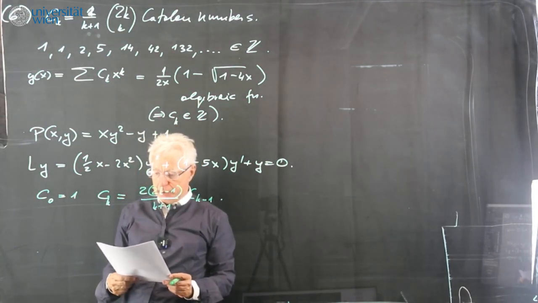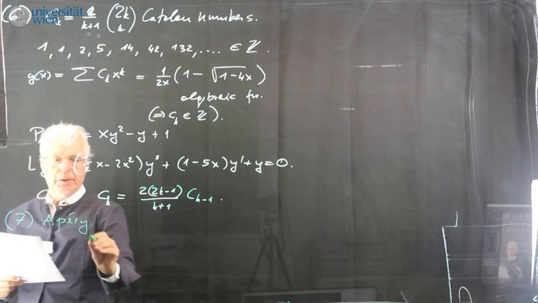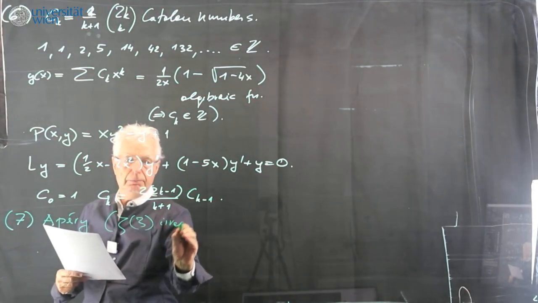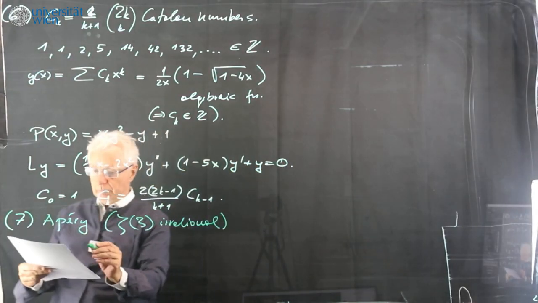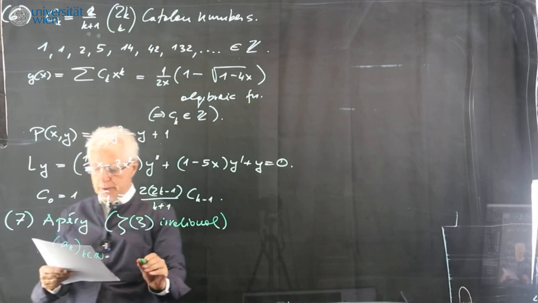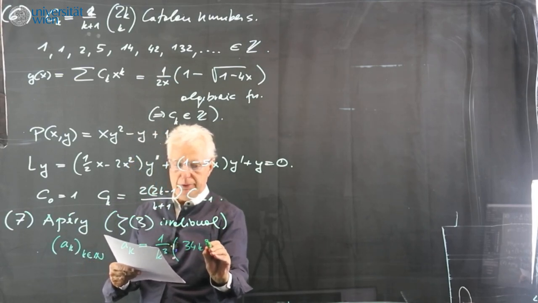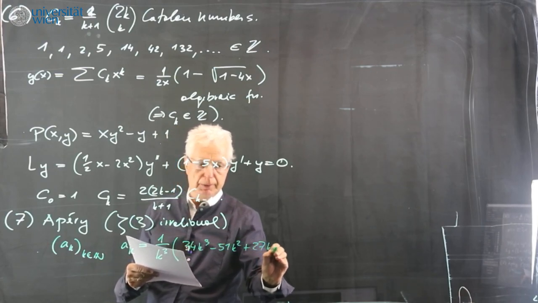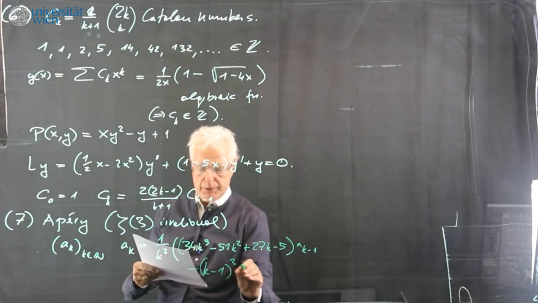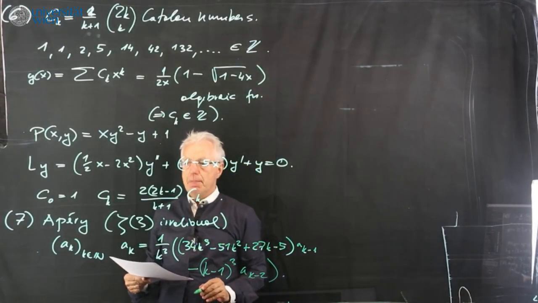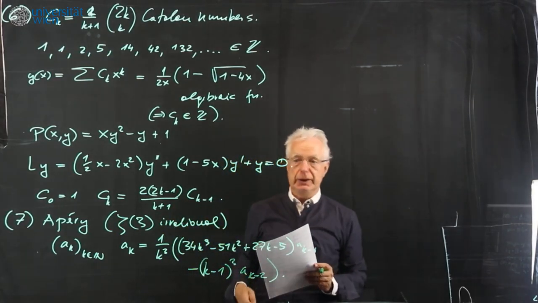I don't want to write so much, but I cannot avoid it. I have to mention here Apéry. He proved that zeta of 3 is irrational and became famous for this. I'm not going to write down the differential equation, but I will write down the recursion. He has a sequence a_k, k in N, and the recursion is really crazy: k cubed a_k equals (34k cubed minus 51k squared plus 27k minus 5) a_{k-1} minus (k minus 1) cubed a_{k-2}. This recursion was used by Apéry to prove that zeta of 3 is irrational.